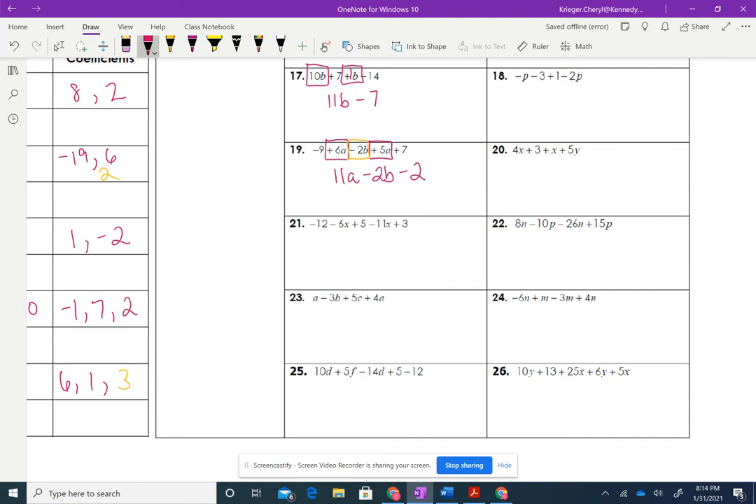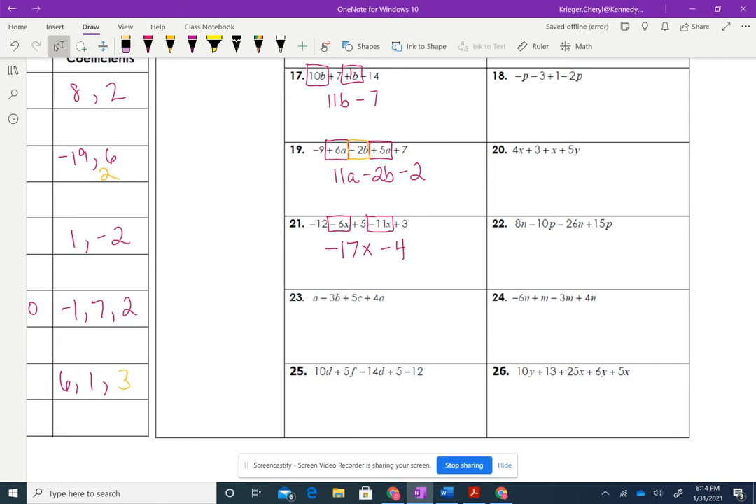Okay, so they're really trying to change it up, but don't let it get confusing. Here in 21, we have negative 6x minus 11x. So negative 6x minus 11x is negative 17x. And my constant, negative 12 plus 5 plus 3. Well, I know 5 plus 3 is 8. So negative 12 plus 8 is negative 4.